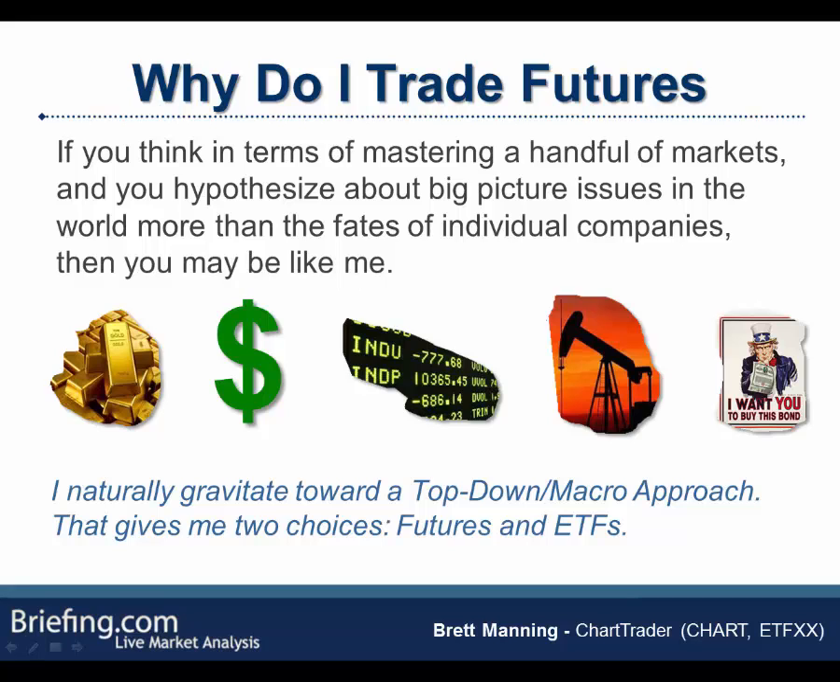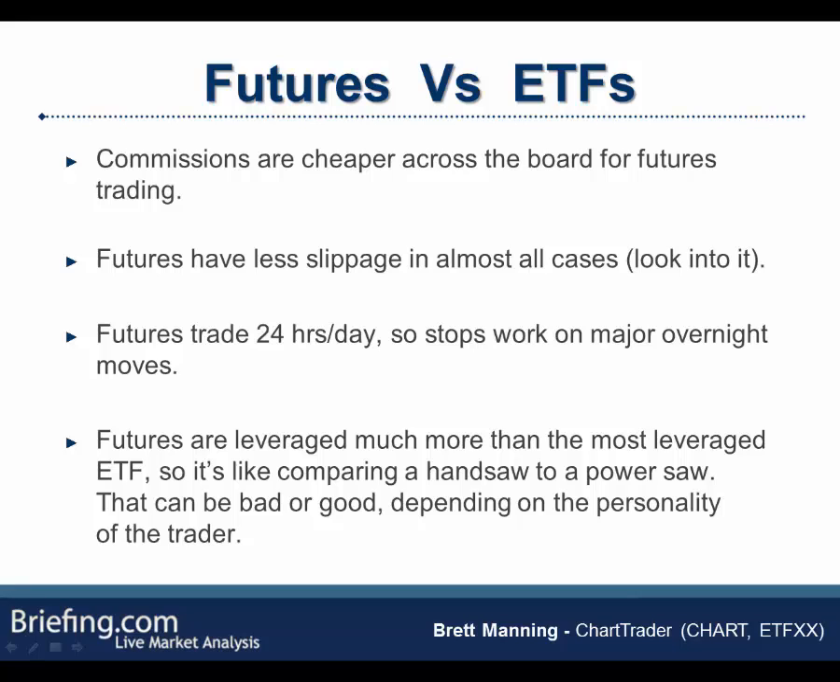Here's basically the breakdown. Futures have a lot of advantages over ETFs. The commissions are cheaper pretty much across the board. Futures have less slippage in almost all cases, and you can look into that. You'll find that it's true. Futures trade 24 hours per day. That means that stops work on major overnight moves. That also means you've got interesting things that can unfold at night that you can take advantage of, whereas ETFs obviously just trade basically during the regular trading hours of the stock market.